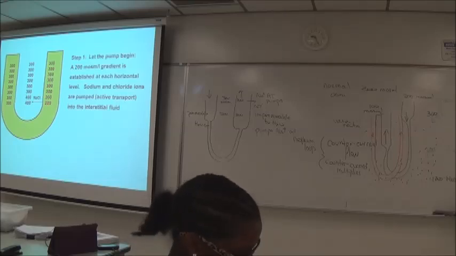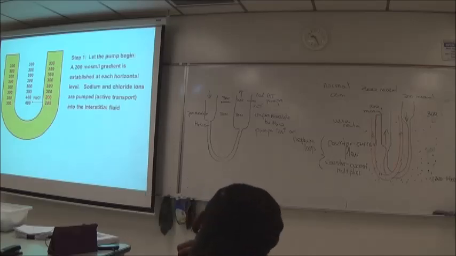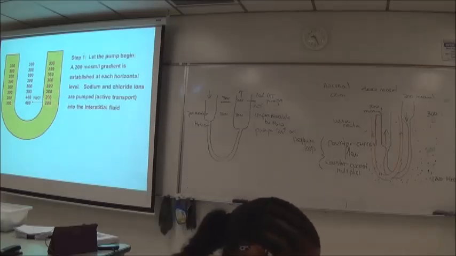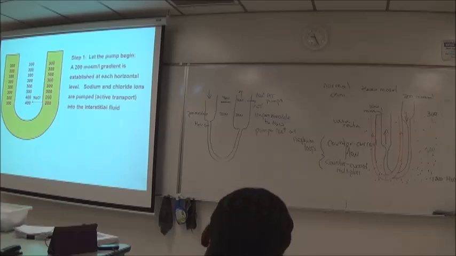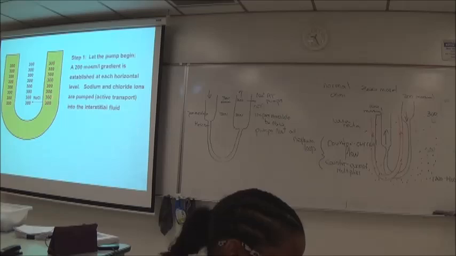So because we've lost ions, the osmolality inside the filtrate becomes less and the osmolality outside the filtrate becomes more. That make sense? We're taking 100 from here and adding it to the outside, into the extracellular fluid. So that makes the inside 200 and the extracellular fluid 400.